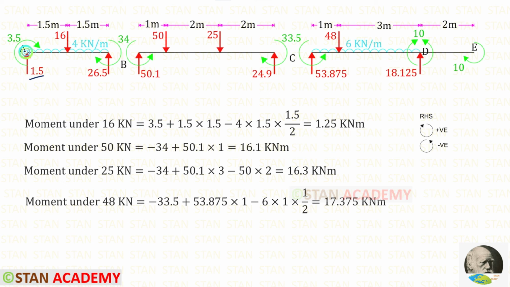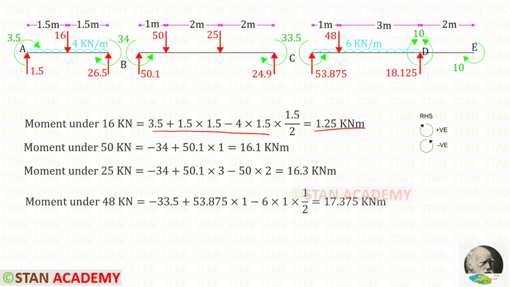This reaction is acting in the clockwise direction so that it will be positive and the distance is 1.5. The UDL is acting in the anti-clockwise direction so that it will be negative. With the UDL, we have to multiply the distance and the distance by 2. After the calculation, we will get 1.25 kN meter.